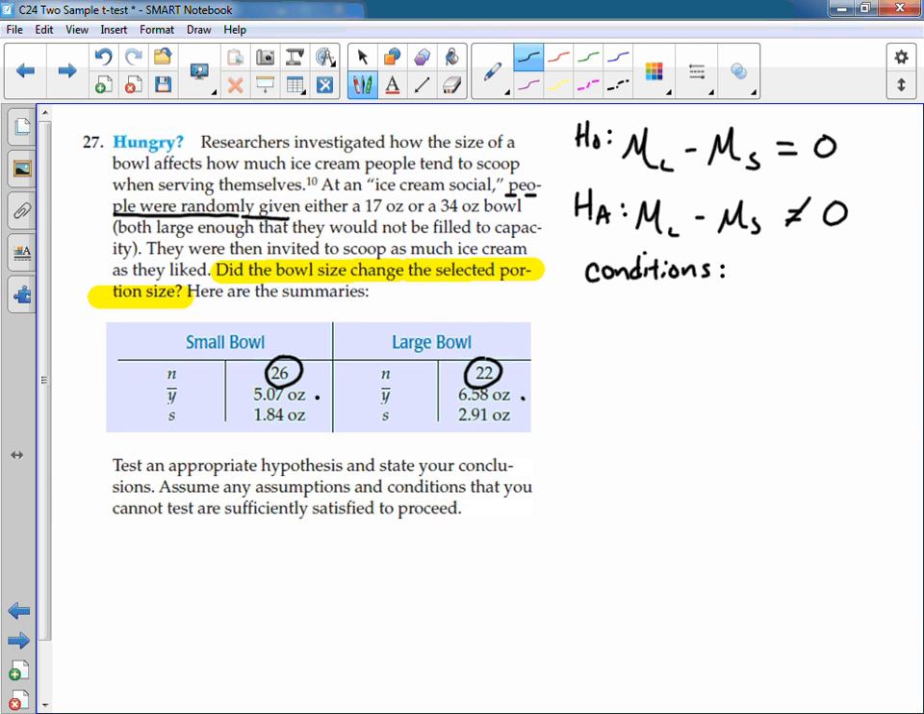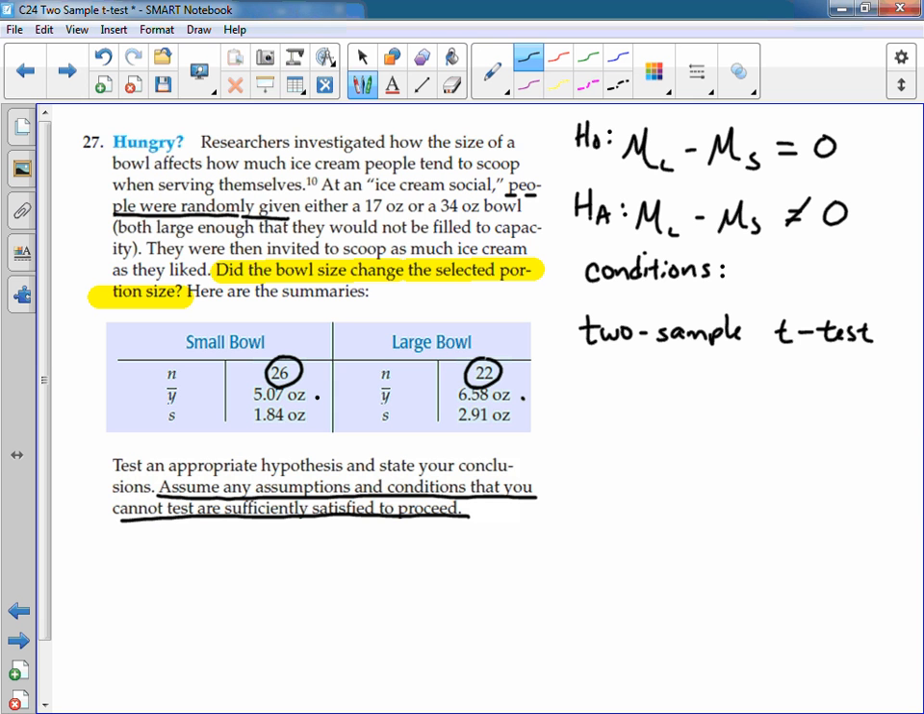We also don't have a picture, which would be awesome. So assume any assumptions and conditions that you cannot test are sufficiently satisfied to proceed. So we're just going to go with it. It's nearly normal. Move on. Okay? We name the test. We're going to complete a 2-sample t-test.